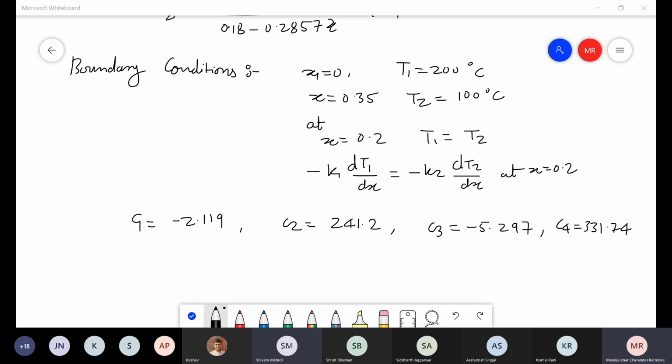So is it correct? All these values are correct. Can we go ahead? Can we go ahead?